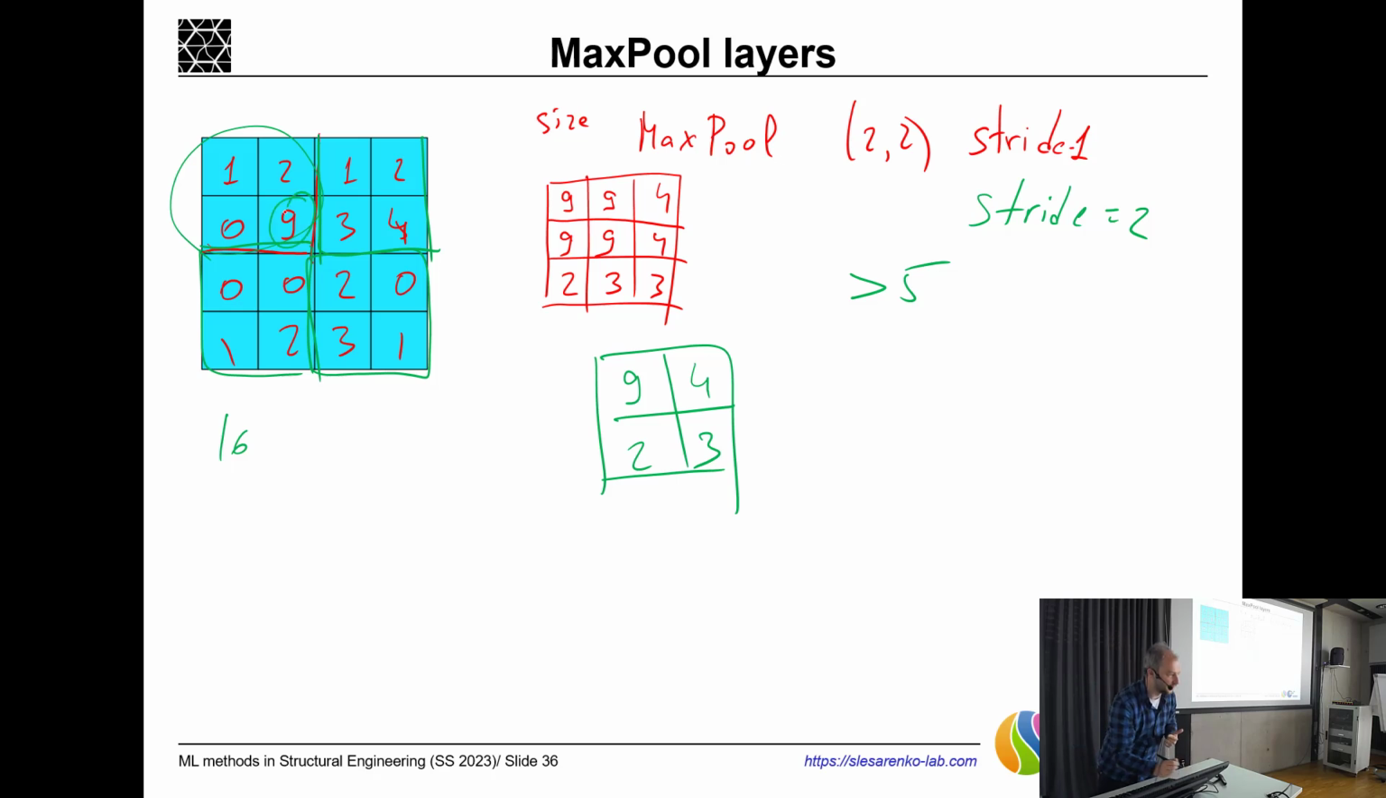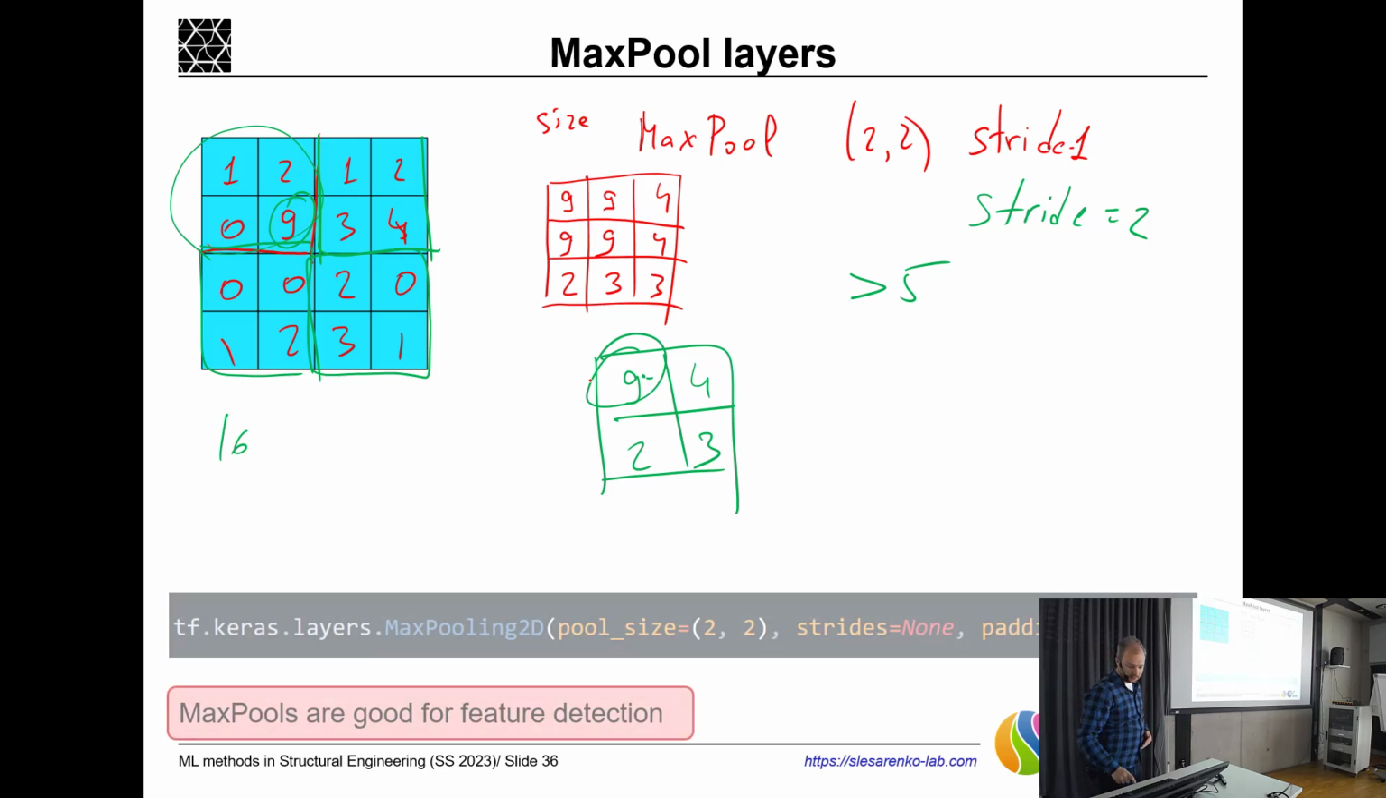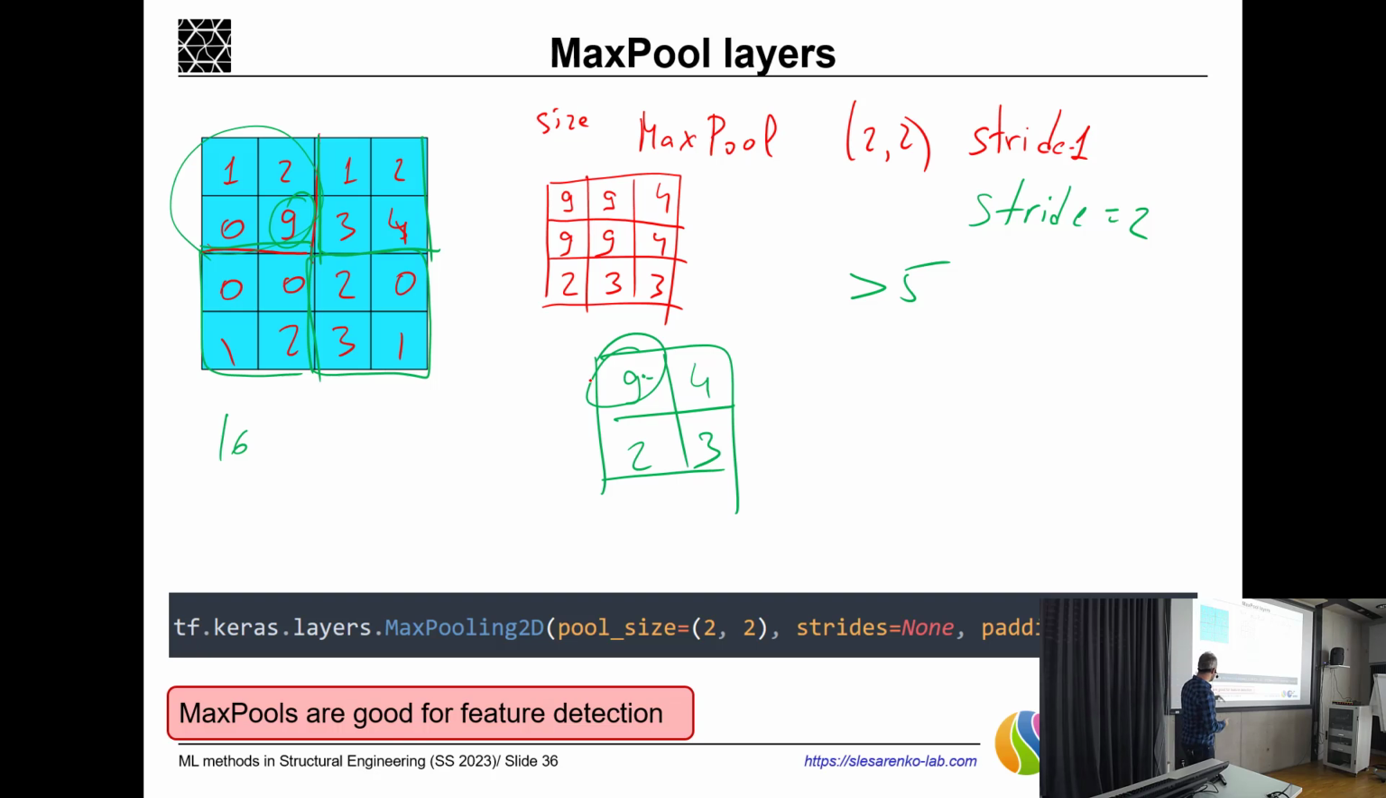So this 9 here, right? What's the point of storing so much data if we can do max pooling, still keep the 9, and still say, okay, in this area we have our edge, or crack if we are doing some mechanics. So that's a trick. Also, it helps to reduce the amount of data. Basically, max pools are good for feature detection, and this is how you use it in Keras or TensorFlow. You see, you have a pool size of 2, exactly what we did. You can define the stride, you can define the padding.